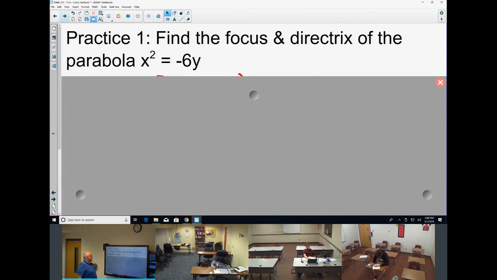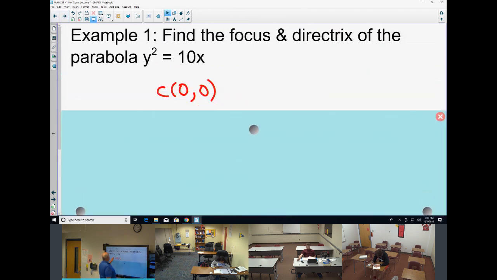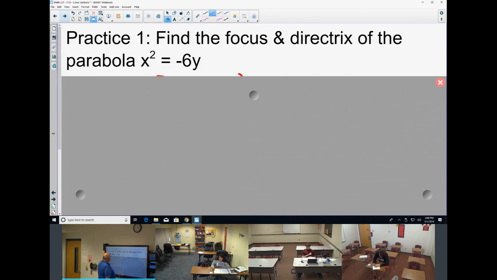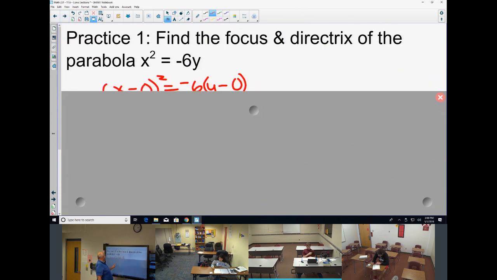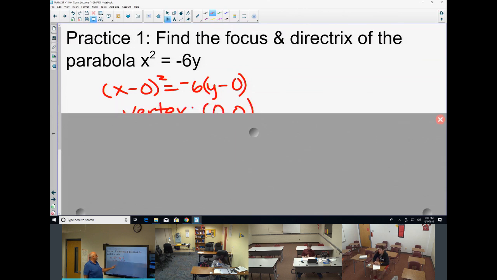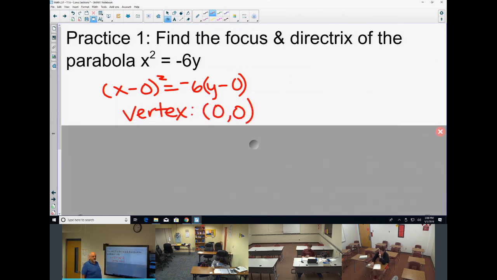Okay, so Weston, what's the vertex? You know what? I think I wrote center on this. Yeah, it's not the center; it's the vertex that we find first here. We're not doing circles here. So what's the vertex for this one? (0, 0). Okay, so you could even think of this as x minus 0 squared equals negative 6 times y minus 0. And so the vertex is (0, 0).